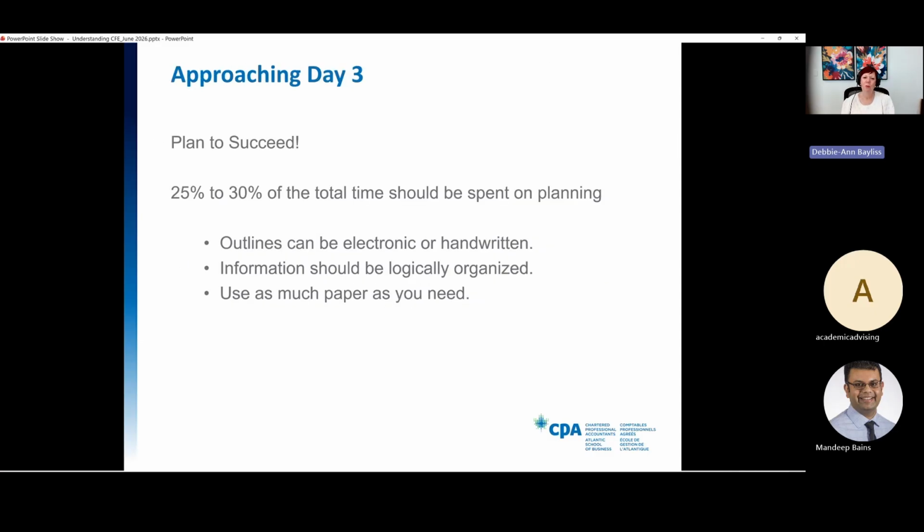So when it comes to your approach for day 3, I've mentioned it's important to allocate time. It's important to manage your time. Time management is one of the top 3 reasons why candidates fail the CFE. So it's critical, especially on day 3, because that's when everyone's feeling the time crunch. Allocate 25 to 30% of your total time to reading, creating your outline, and planning.